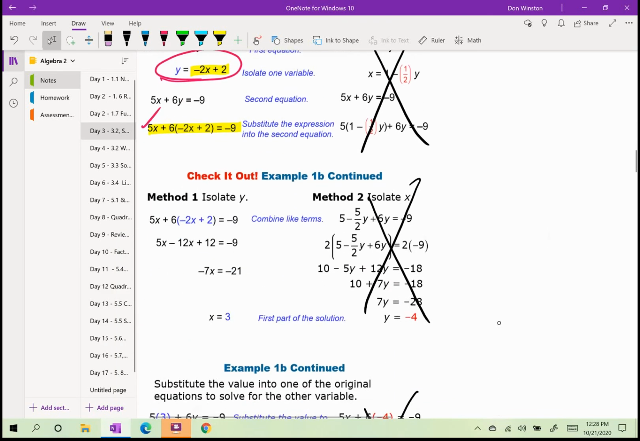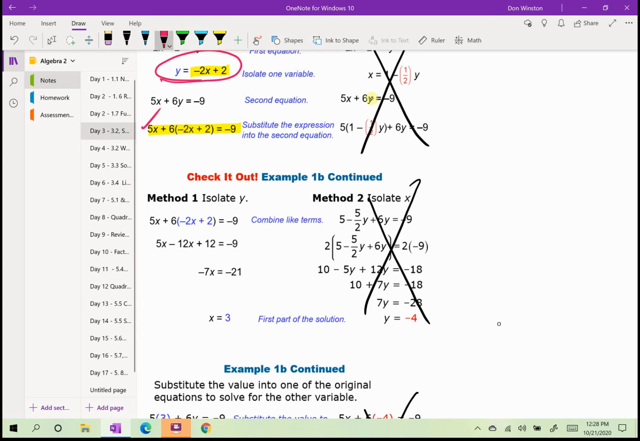Okay, so here, this continues down here. Oops, so we have to distribute that 6. So we have to distribute the 6. 5x, 6 times a negative 2x is a negative 12x, and 6 times 2 is 12, and then that equals negative 9. We combine our like terms. 5x minus 12x gives you negative 7x, and then you subtract 12, and you get negative 21. They did a lot of steps there, right? They skipped a lot of steps.